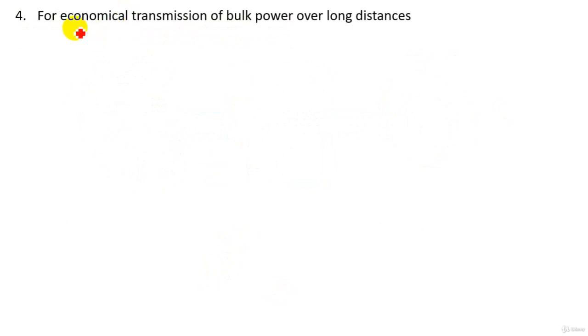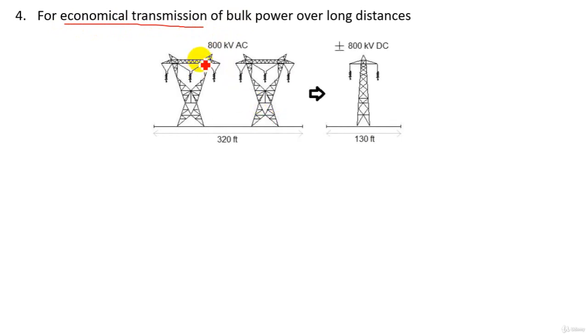Also, the main advantage and the fourth advantage for using high voltage DC transmission is economical transmission of bulk power over long distances. Here, economical transmission. How is that? Let's say we use a transmission voltage of 800 kilovolts, like here. If we use AC transmission, in this case, we will use two towers and the width of the transmission will be 320 feet, as we see.